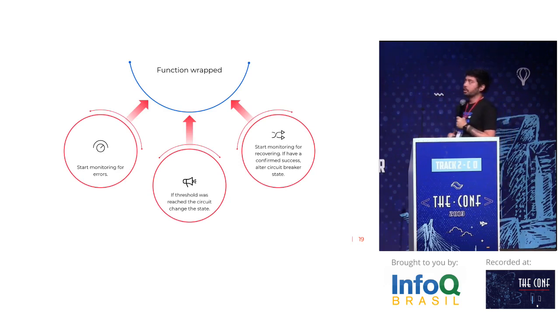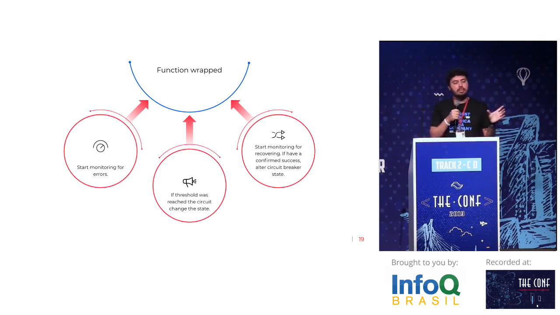I have a function. I can choose a function and wrap it with a circuit breaker mechanism. This function could be an external call, could be a database call. You have to choose a critical function in our API and wrap this function with the circuit breaker. And I will start monitoring this function for errors. So the circuit breaker starts looking for errors. And if my threshold number is reached, the circuit breaker will change the state.